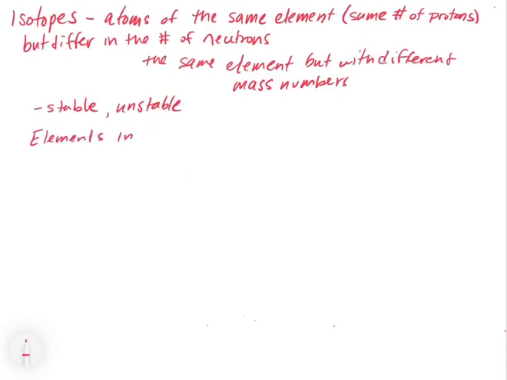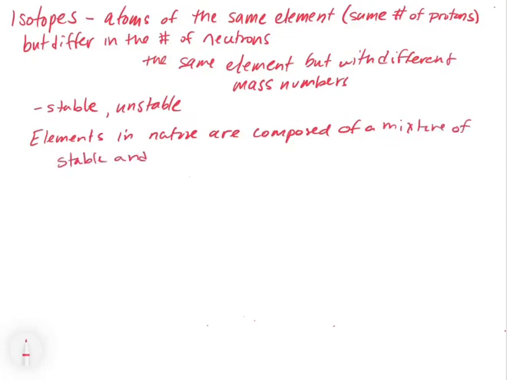elements in nature are composed of a mixture of stable and unstable isotopes. But generally, for the example of chlorine, all of the chlorine isotopes, for the most part, are stable, and the unstable ones are only generated by some kind of unusual radioactive event. So with chlorine, we have two stable isotopes, and we're going to look at those in a second.